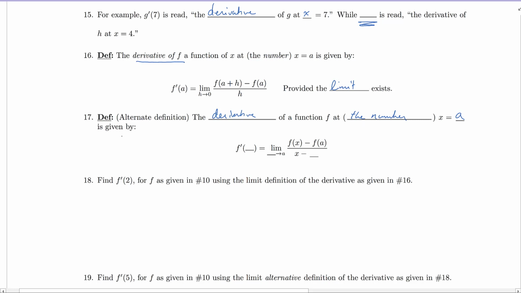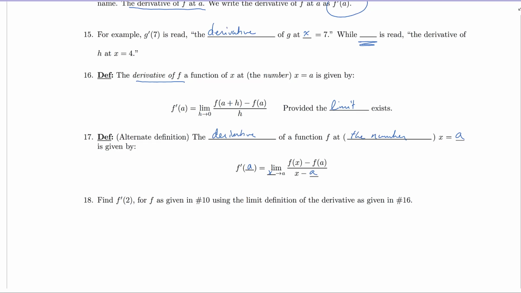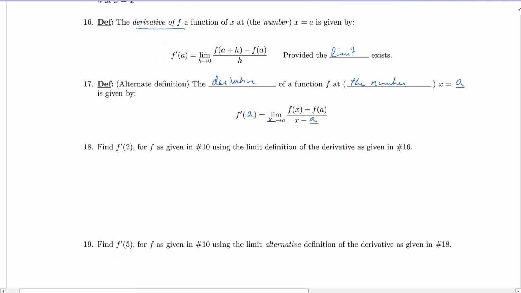But what is this alternative definition? It will be that f prime of a is equal to the limit as x approaches a. Notice the difference here. In this definition, h is approaching 0. In this definition, x is approaching a, of f of x minus f of a all over x minus a. So take a moment and confirm to yourself that these two definitions are really doing the same thing. And if you have trouble with that, think about the two definitions that we gave for the slope of the secant line.